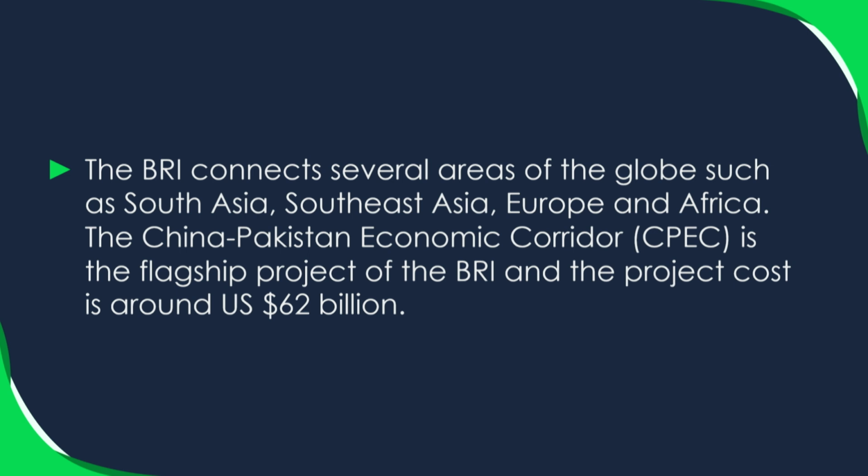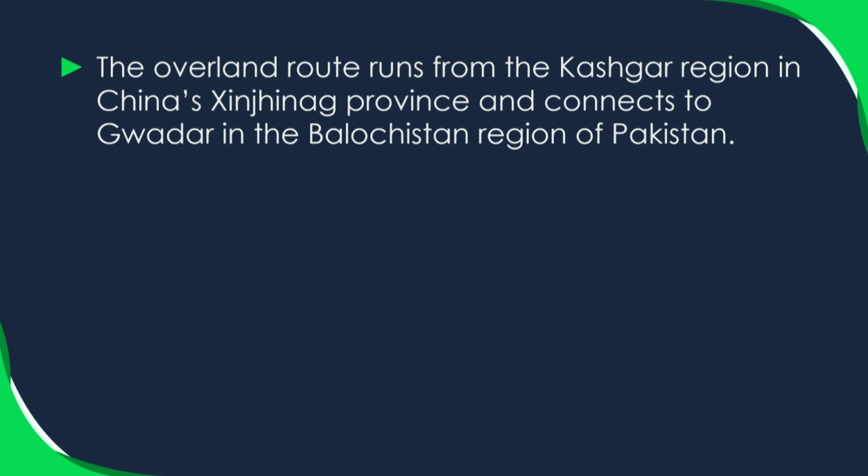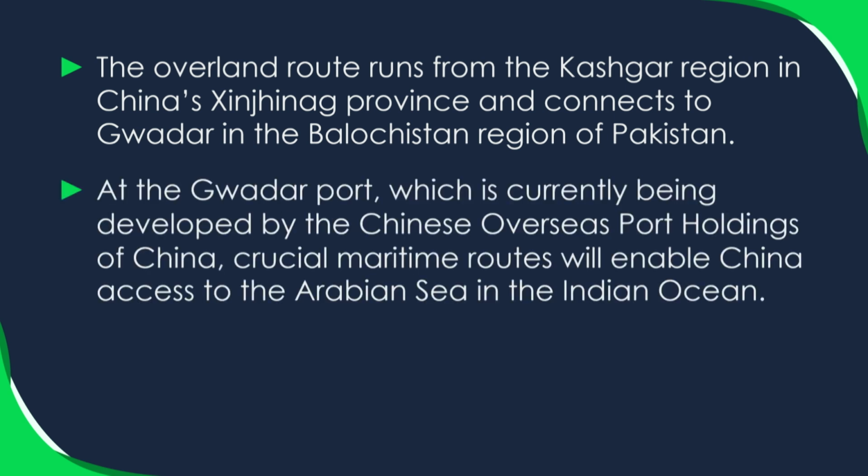The BRI connects several areas of the globe such as South Asia, Southeast Asia, Europe and Africa. The China-Pakistan Economic Corridor is the flagship project of the BRI, and the project cost is around $62 billion. The overland route runs from the Kashgar region in China's Xinjiang province and connects to Gwadar in the Balochistan region of Pakistan. At the Gwadar port, which is currently being developed by the China Overseas Port Holdings, crucial maritime routes will enable China access to the Arabian Sea in the Indian Ocean.